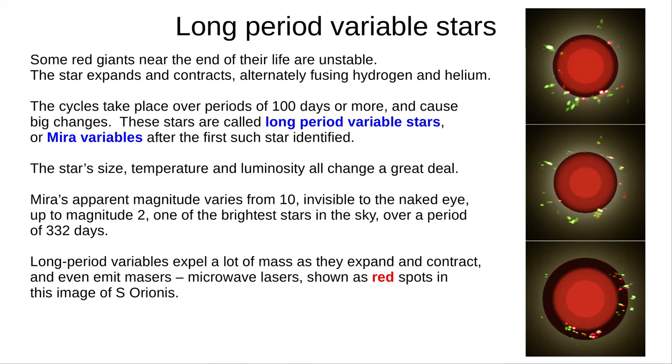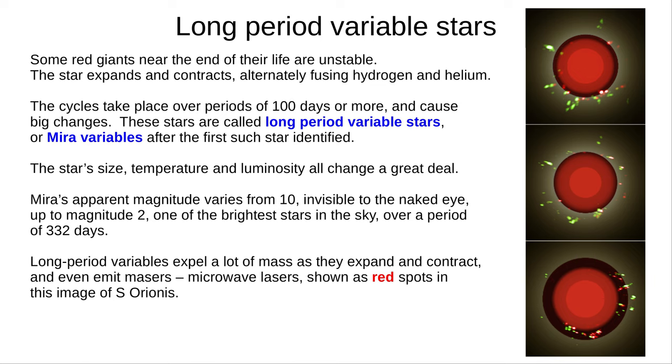Some red giants nearing the end of their life are unstable. They expand, fusing hydrogen, and then contract, fusing helium, in a cycle with a period of 100 days or more. These are called long-period variable stars, or Mira variables, after the first such star to be identified. This cycle causes big changes in the star's size, temperature, and luminosity. Mira's apparent magnitude varies from 10, invisible to the naked eye, up to magnitude 2, one of the brightest stars in the sky, over a period of 332 days.